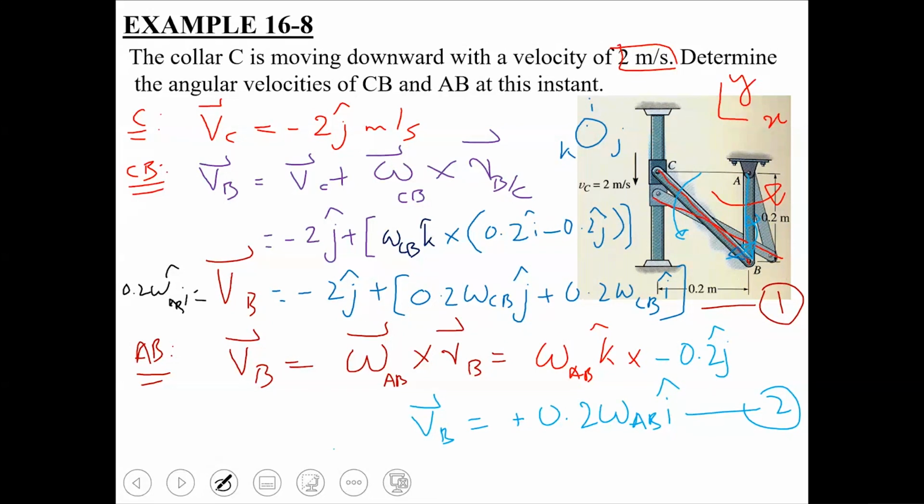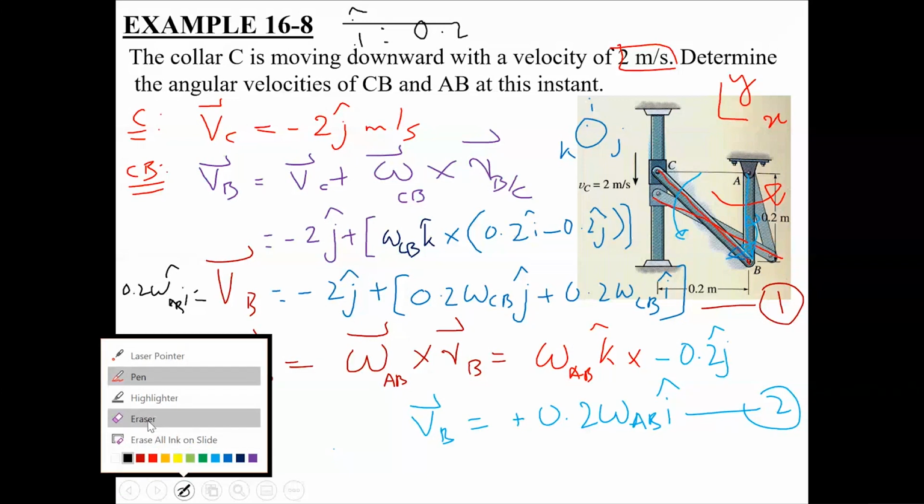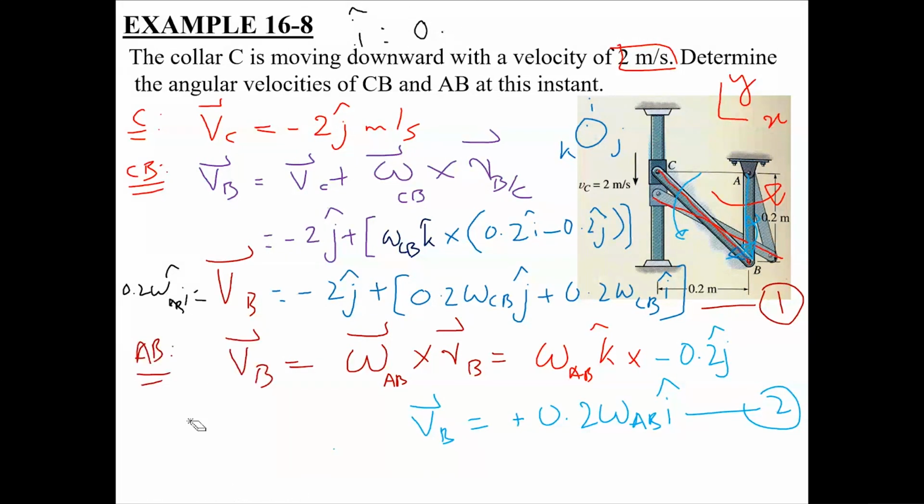So what does this vector equation represent? It represents that the individual I and j coefficients on both sides of the equation should be equal to each other. So once you compare the I coefficients, अगर हम I coefficients को compare करें, so right side पे I का coefficient क्या है? It is 0.2 omega AB. ठीक है? So the I coefficient is 0.2 omega AB.